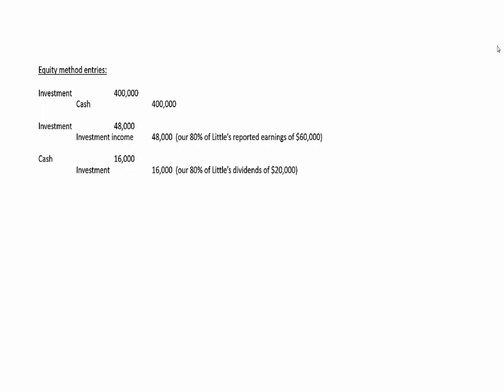Okay, so let's go ahead and go through our equity method entries. We purchase our investment. We go ahead and report our share of Little's reported earnings. Again, they made $60,000. We own 80% of their stock. So we recorded investment income for $48,000. And dividends. They paid $20,000 in dividends. We own 80% of the stock, so we received $16,000. And again, that reduces our investment.